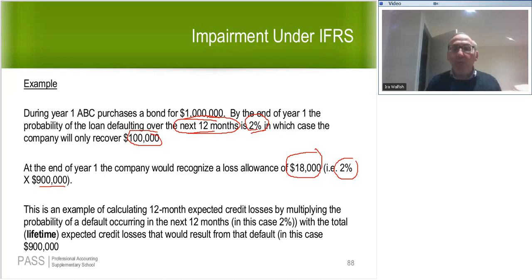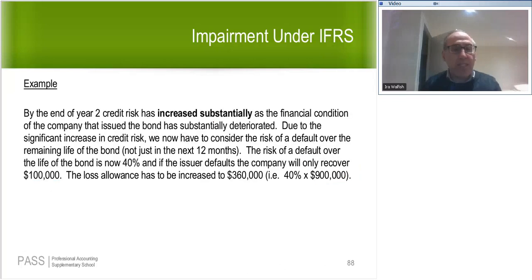Say by the end of year 2, the credit risk has increased substantially because the financial condition of the company that issued the bond substantially deteriorated. The company got into a lot more trouble in year 2, they're in much worse shape, and therefore there's a significant increase in credit risk. So due to the significant increase in credit risk, now we have to consider the risk of a default over the remaining life of the bond. But now we're asking ourselves, what is the chance of a default not just in the next 12 months, but any time over the life of the bond? Let's assume the risk of a default over the whole life of the bond is not 2%, it's 40%.